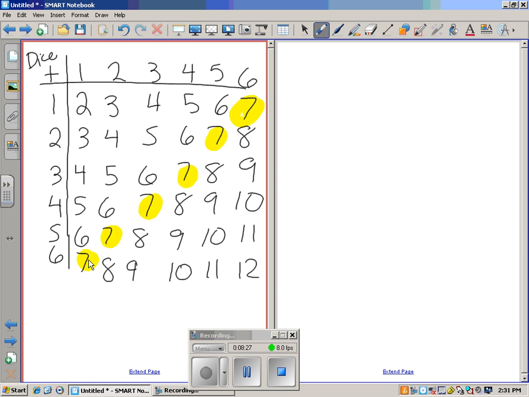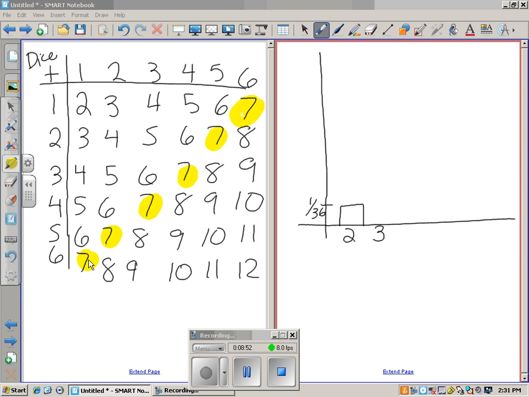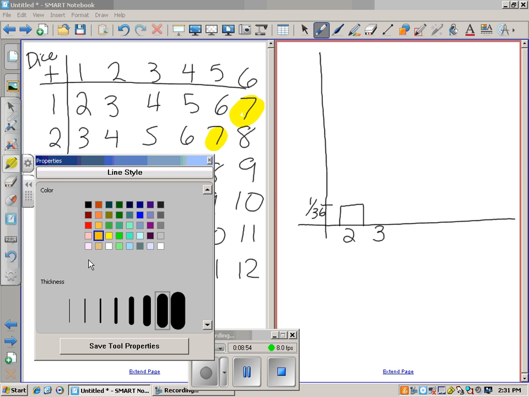Now a probability histogram lists the probabilities of all of these outcomes. So we have our outcome of 2, and the probability of rolling a 2 is 1/36. And I draw a bar that high. Our outcome of 3, well, how many ways do we have of rolling a 3? It looks like we have 2 different ways.